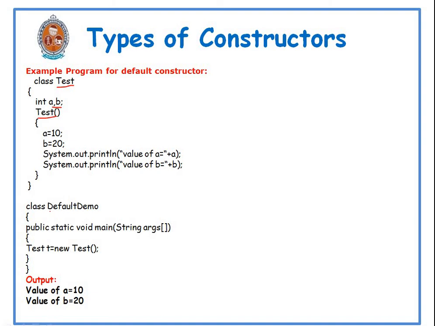Coming to the main method class, that is default demo, inside the main method we have created one object for our class test. The object name is T. We already know that whenever we create the object for the class, it automatically invokes the constructor and does the job defined inside the constructor. So the value of A is initialized with 10 and the value of B is initialized with 20. After that it prints both values of A and B. So finally we get the output: value of A is equal to 10 and value of B is equal to 20.